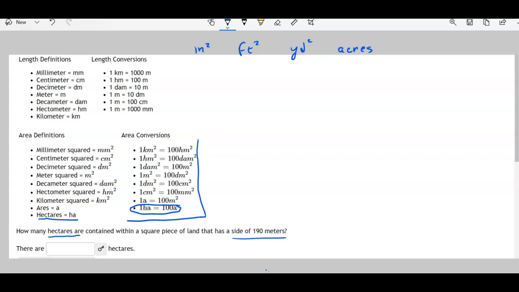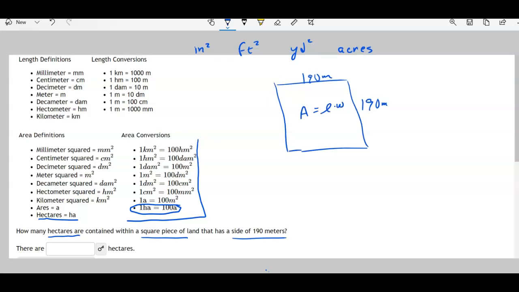So notice if it's a square piece of land, then all four sides will be 190 meters. But of course, to find the area, all we need is two sides, because the area is the length times the width, which in the case of a square are identical. So sometimes we say if it's a square, we use the formula s squared. But anyway, our area here is just 190 meters by 190 meters.